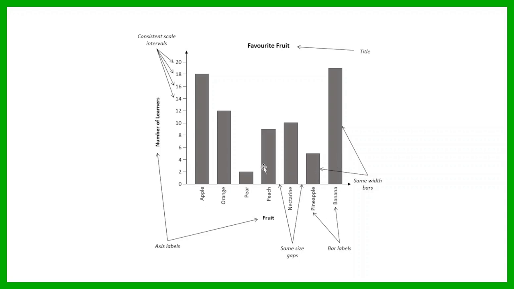Your bars need to all be the same size or the same width as each other, and your gaps need to all be the same size as each other as well. Please make sure that you use a ruler when you are drawing your bar graph. Don't try and do it freehand because it needs to be accurate, which means that you need to use a ruler.